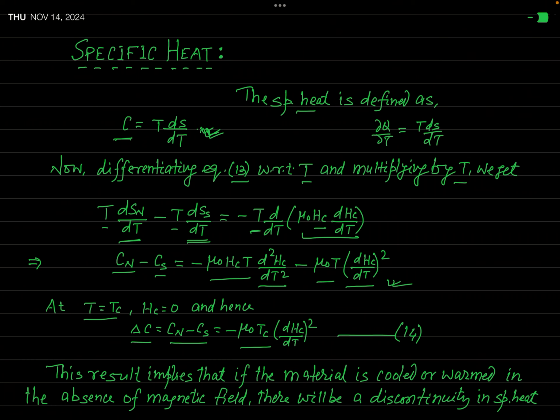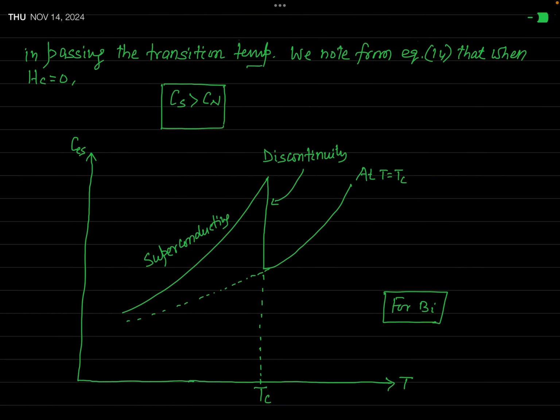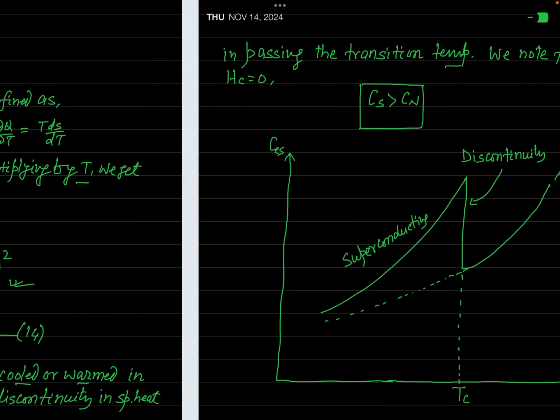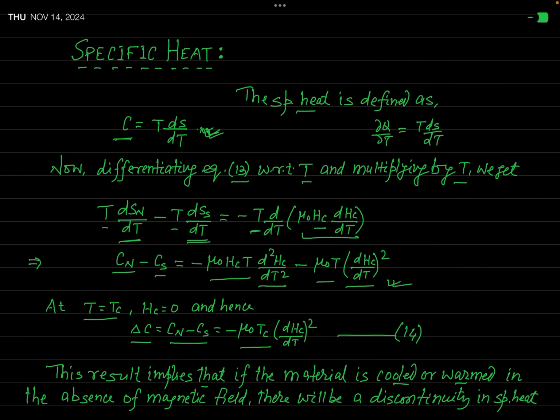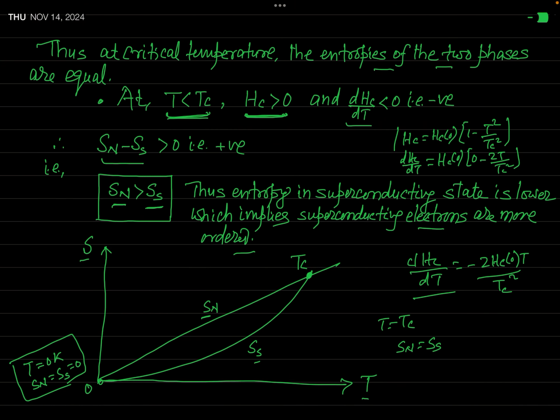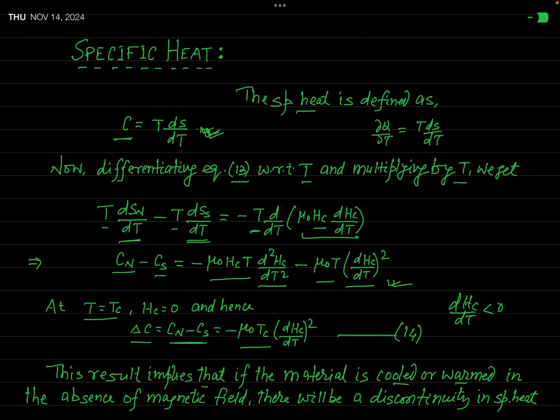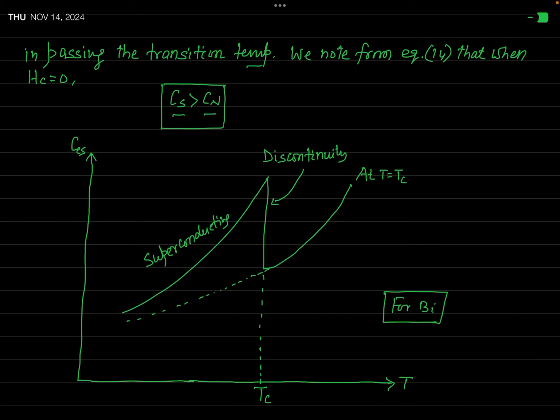Actually, this result implies that if the material is cooled or warmed in the absence of a magnetic field, there will be a discontinuity in the specific heat in passing the transition temperature. We also note from this equation that Cn minus Cs is negative here. You know that dHc by dT is less than 0, that is negative, but since there is a power 2 on it, this minus will become plus, and so this minus sign will remain here. Therefore, we simply say that Cn is less than Cs, or Cs is greater than Cn.